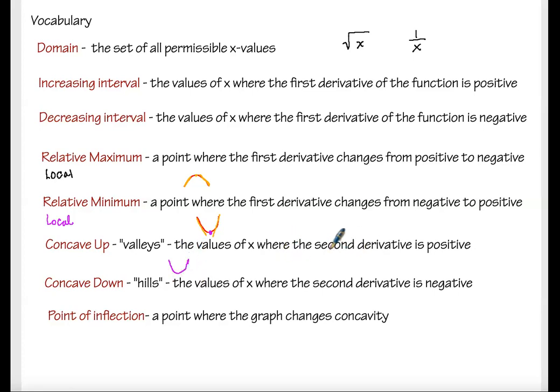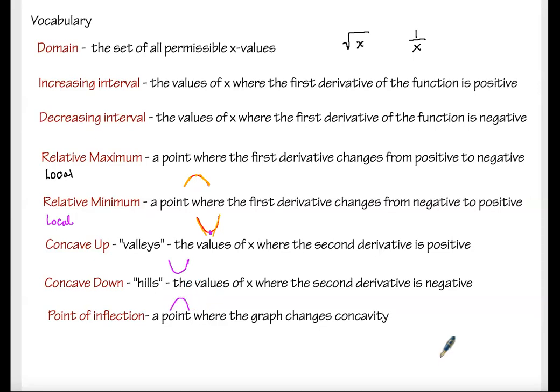And to identify the concavity, we use the second derivative. So if the second derivative is positive, then the graph is concave up at that interval. On the other hand, if the second derivative is negative, then your graph at that interval is concave down.